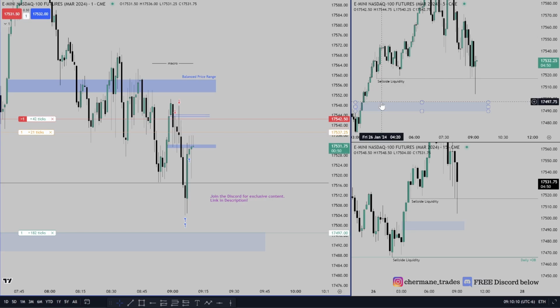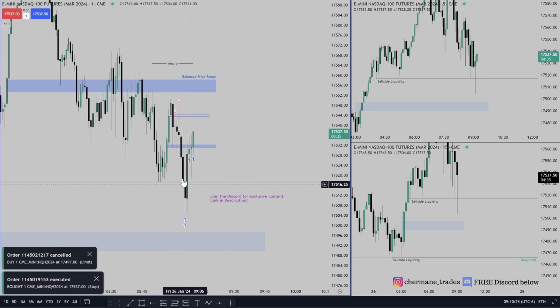This is a very difficult AM session. We're talking in Discord how this past week the clean moves have been happening in the PM session, like this price action here. Like that's pretty rough. But able to catch this nice drop down, and there we go.